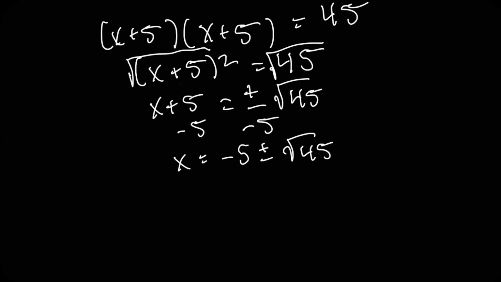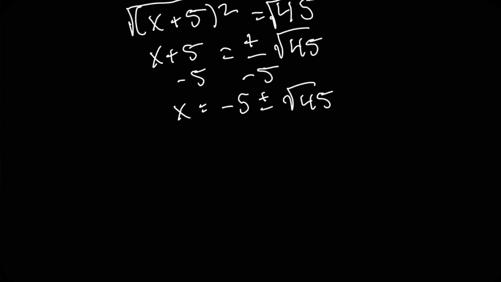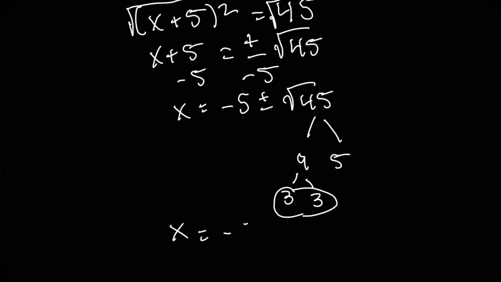But we're not quite done. We can still reduce this 45. So two numbers that multiply to 45, that will be 9 and 5. And then 3 and 3. We can take our pairs and bring them out. So that will leave us with x is equal to negative 5 plus or minus 3. And then we'll leave this 5 underneath the square root, which gives us the square root of 5.